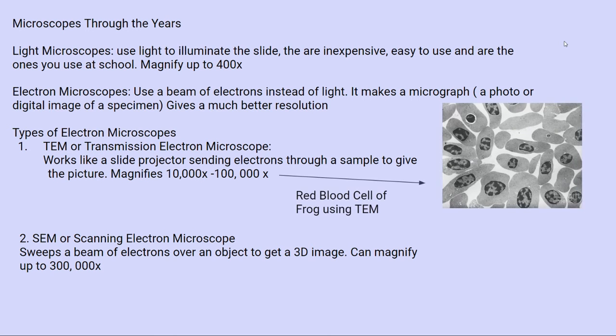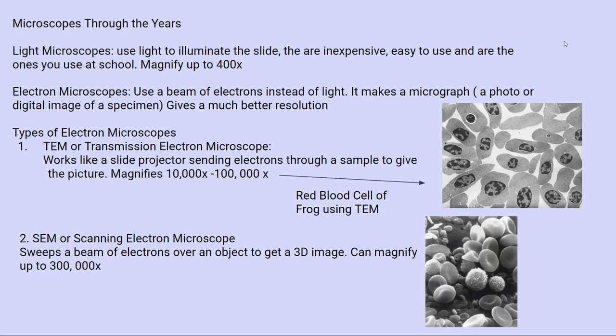Now, to show you an idea, TEM looks like this. Again, it just looks like a sample on a slide. This is an example of frog's blood using TEM. But a scanning electron microscope gives us something like this. This is human blood with red blood cells, white blood cells, platelets. It's more of an image that pops off the picture because it's 3D, right? You can actually see the shapes and whatnot. So very cool.